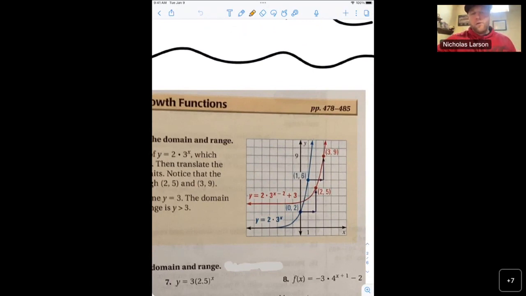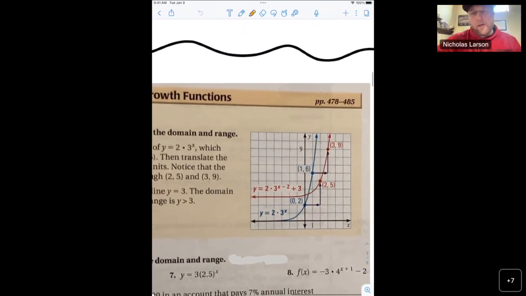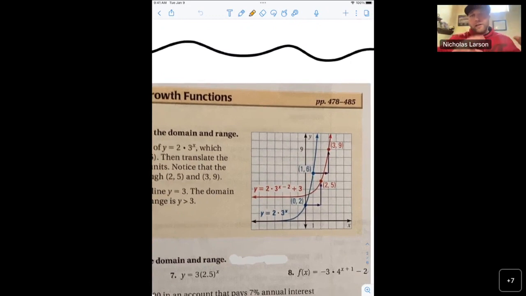And you also usually have to give the domain and range. So again, whatever you say, your graph has to match. So if you say the range is greater than 1, but your graph goes below 1, that's not accurate.